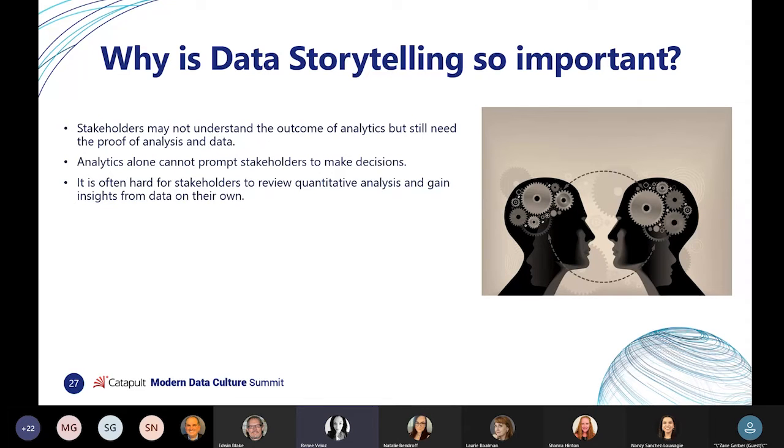Data alone can cause confusion if it doesn't contain real language or visuals. Storytelling helps communicate the findings quickly and clearly in story form. And third, it's often hard for stakeholders to look at all of the data at once and get the insights on their own. A lot of times people are overwhelmed by data.